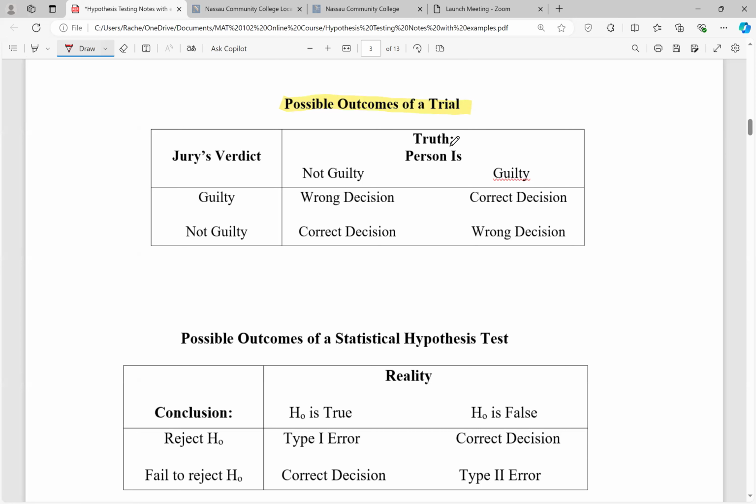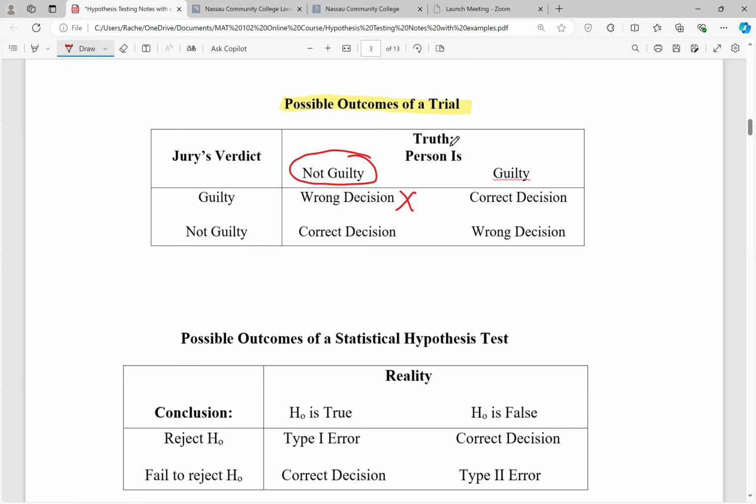So these two wrong decisions in statistics have a particular name, and we'll get there. But let's just look at it in terms of possible outcomes of a trial because I think it's easier to understand. So there's always truth, right? The truth of the matter is the person is either going to be not guilty or guilty, right? But then there's the jury's verdict. They're going to come back and make a decision, guilty or not guilty. So let's go through this table. What if the person in reality is not guilty, but the jury comes back and says, we find you guilty? That's a wrong decision, right? They made the wrong decision.